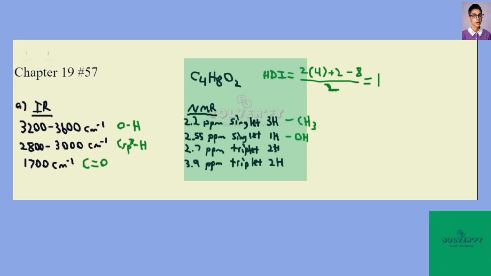So then we have a 2.7 ppm triplet, which integrates to 2. And so this is a CH2. And we have another triplet that integrates to 2 at 3.9. So this is probably also a CH2. And it's split to a triplet, and the signal above it is split to a triplet. And so I'm going to say that this fourth signal, because it's the furthest downfield, is going to be a CH2 with an alcohol on it.